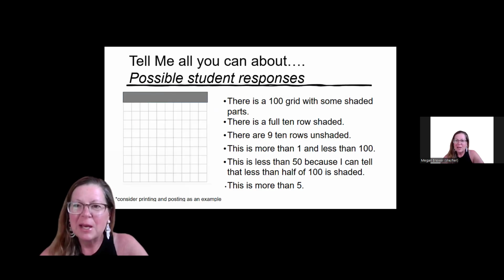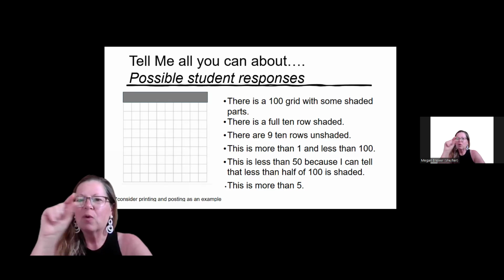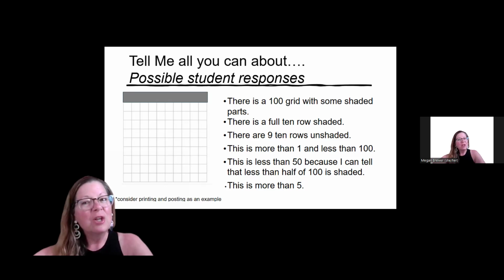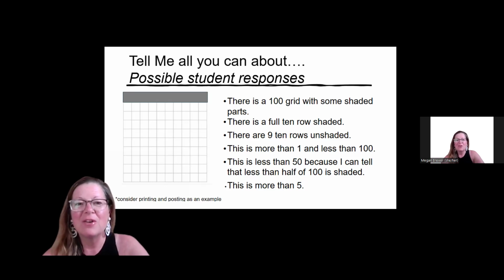Let's look at another example. This is a slide showing you what students might say, and this is for a 100 chart, or 100 grid. Notice there's a grayed out portion. So students might say, and remember there's a really low bar entry point, everyone can say something about this image, all right, in tell me all you can. So here are some possible responses.